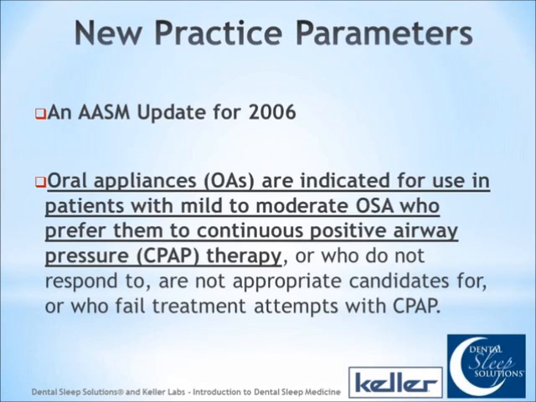Basically what they said was oral appliances are indicated for use in patients with mild to moderate OSA who prefer them to CPAP, or who do not respond to, or who are not appropriate candidates, or who failed treatment attempts with CPAP. Normally I don't like reading slides, but that's important enough to read. If you want to read that yourself, then think about what that means. Essentially, anybody who has mild to moderate apnea should be given a choice between a CPAP or a dental sleep device or oral appliance, whatever you want to call it. And anybody who can't tolerate CPAP, which is a significant number, should be given a dental appliance, or at least be given the option of that.